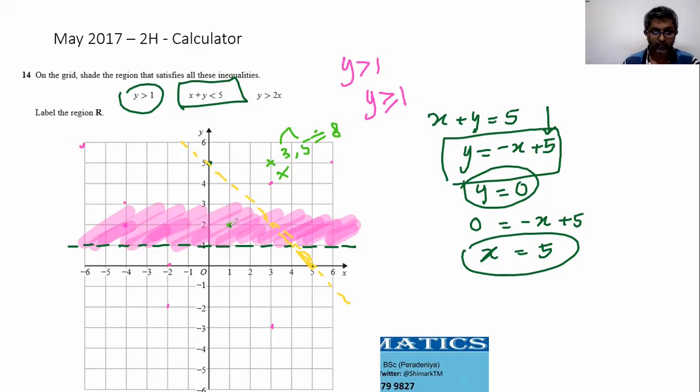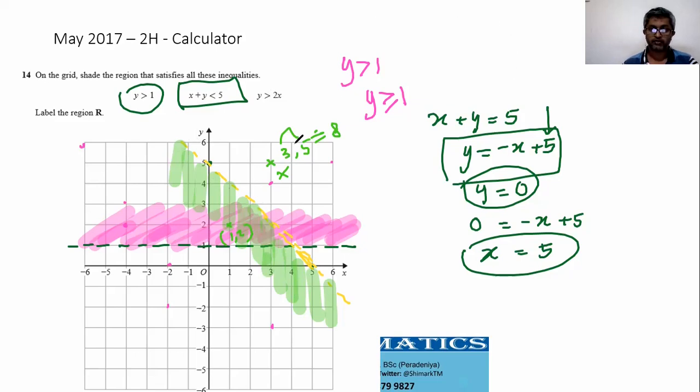If I take one more example here, x equals 1, y equals 2, that is, 1 comma 2. Add 1 and 2. 1 and 2 is 3, which is less than 5. So it's going to be like this, right?